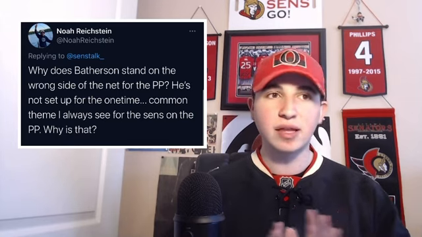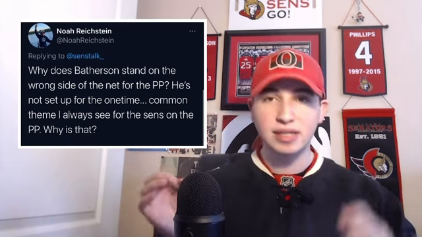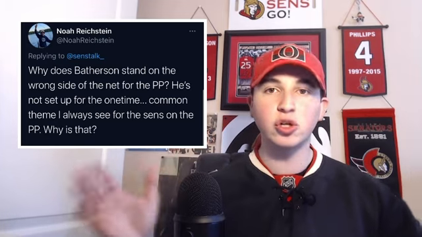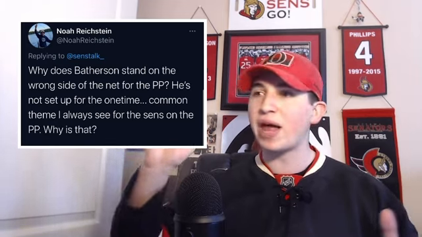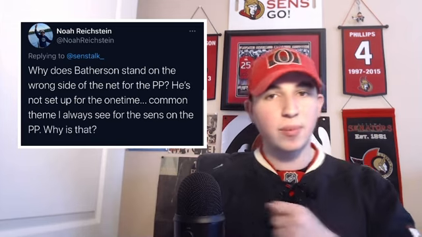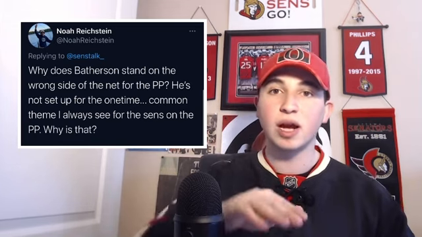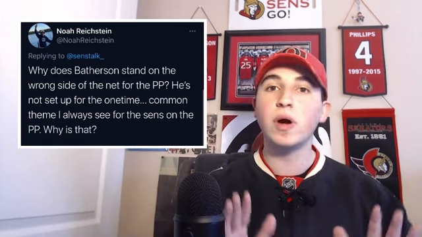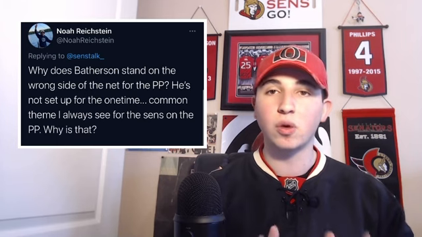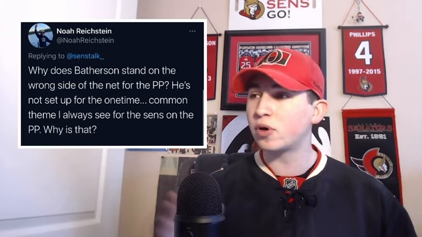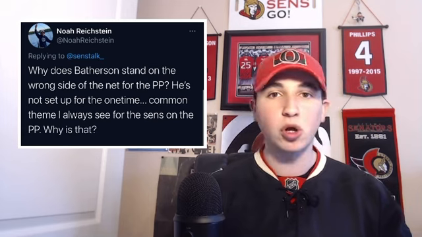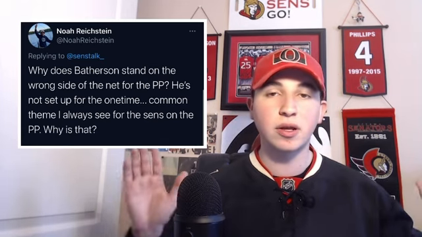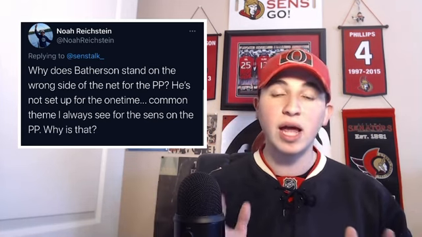And the Senators view Drake Batherson and Tim Stützle as dynamic passers and shooters. They view that regardless of Batherson's here, where you can just corral the puck and shoot it, or over here where you can be set for a one-timer, the Senators view an equal opportunity for Batherson to score. Even if it's a one-timer or a corral, wait, and then shoot approach, regardless of what side Batherson is on, the shot will be an equal amount of threat.